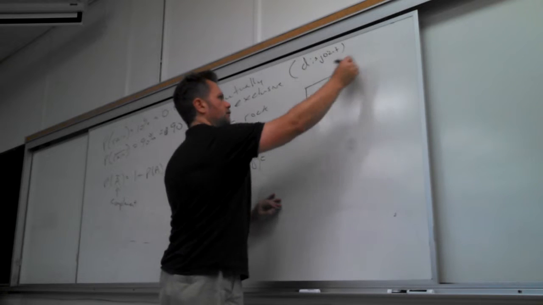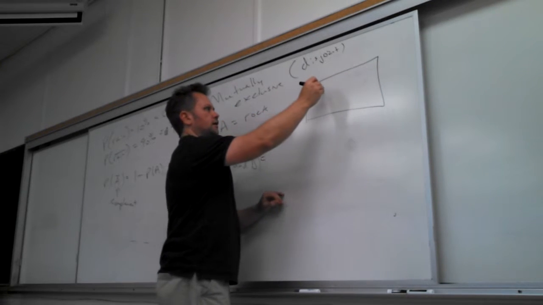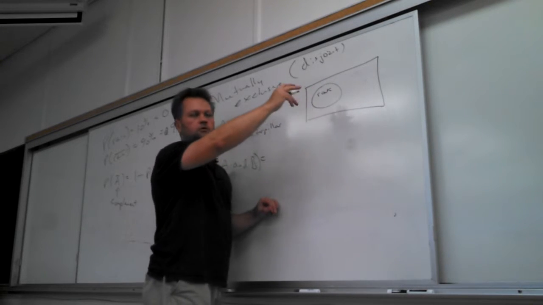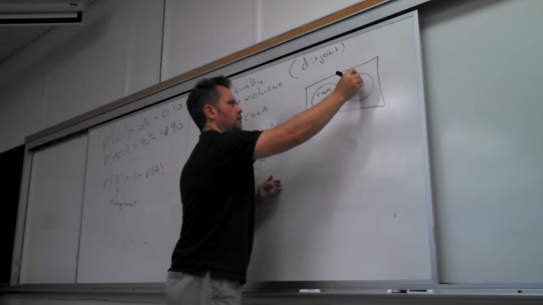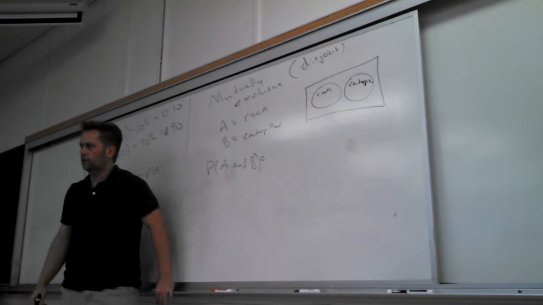You might have seen Venn diagrams. So what a Venn diagram is, in this case, here's rocks. Here's all the rocks in the world. And here's all the caterpillars. And of course, they don't overlap, because there's no caterpillars that are also rocks that I've seen yet.